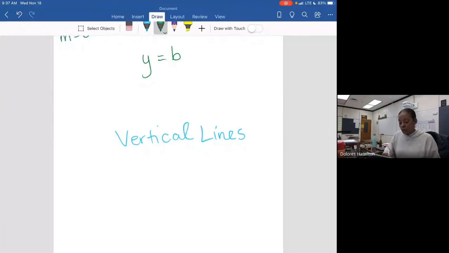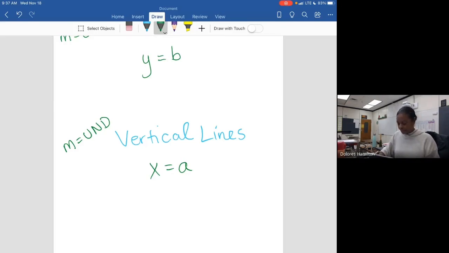Now with vertical lines, you'll recall that our slope is undefined. And that's also because a vertical line is not a function. So that always follows the form x equals some constant a. So it is the reverse of what we worked with our y equals b. That means now y can be anything it wants, but x is going to be that value a. So a vertical line will look like x equals 3, x equals negative 5.